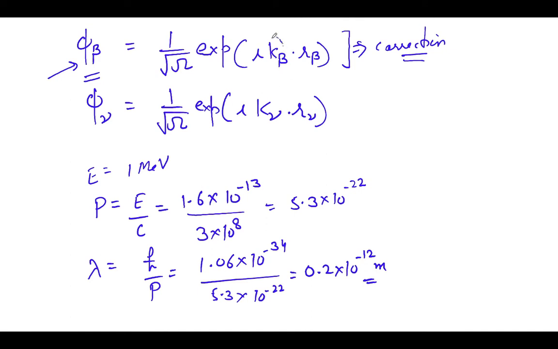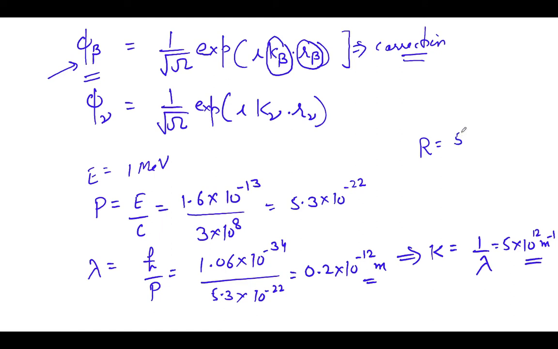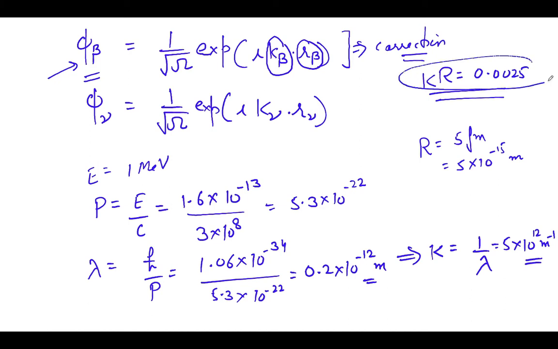This k generally represents the wave vector, and r is the radial separation of these particles, rb. Putting in the values, the wave vector is equal to 1 over lambda, which comes out to be 5 into 10 to the power 12 meter inverse. If the radius of this particle in the nuclear interaction is of the order of 5 femtometer, that is 5 into 10 to the power minus 15 meter, then the value of k into r comes out to be 0.0025, and you can see that this value is very small as compared to 1.